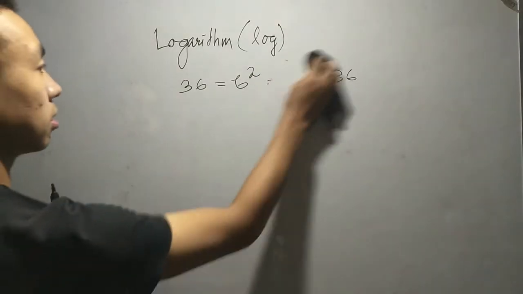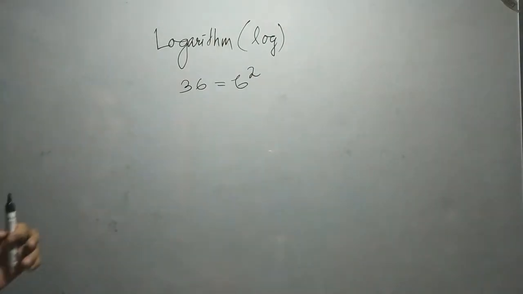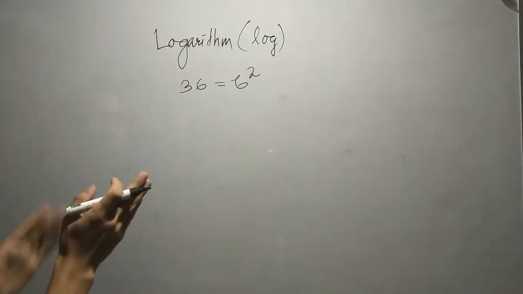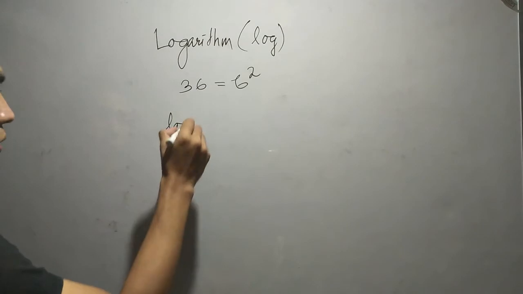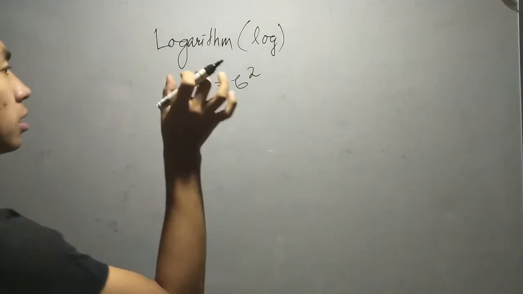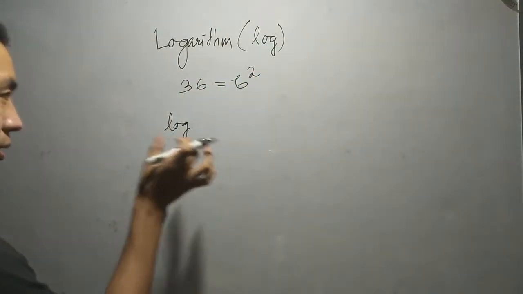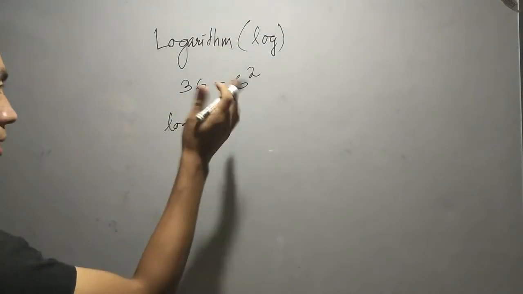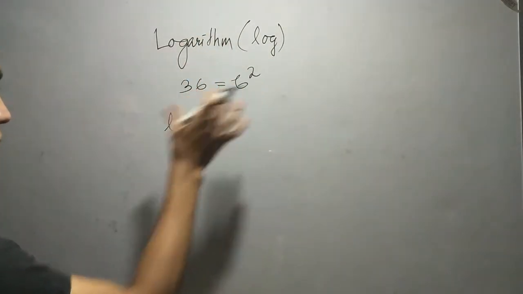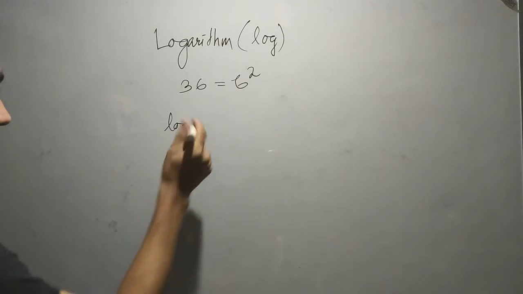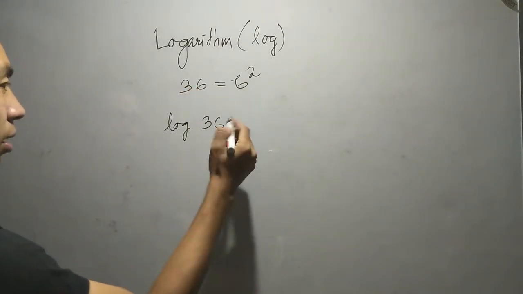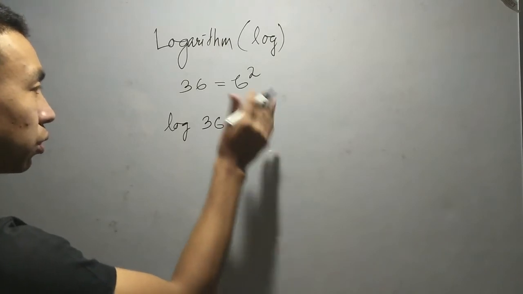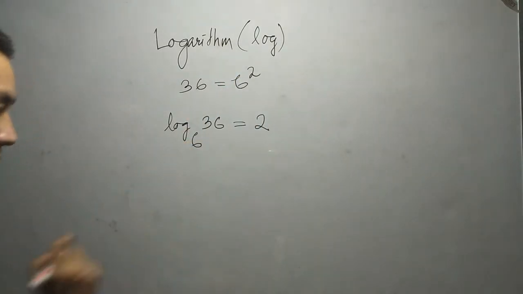Now the logarithm definition is this. See, the log of this value is 2 for the base of 6. So that means for this particular form we can represent it in the form of logarithm, that is we write log of 36 is equal to 2 for the base 6. I hope you are clear with this one.